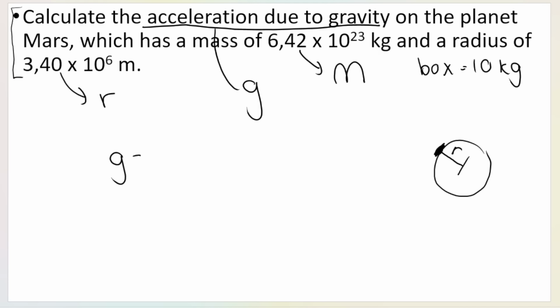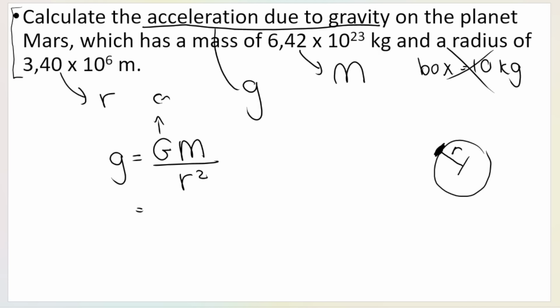Remember, acceleration due to gravity, we calculate using this formula. And the only mass that I care about is the mass of the bigger object. So I don't care about the box standing on Mars. I care about the mass of Mars itself. So if I'm looking for acceleration due to gravity on Mars, I use the mass of Mars. If I'm looking for the acceleration due to gravity on Earth, I use the mass of Earth.